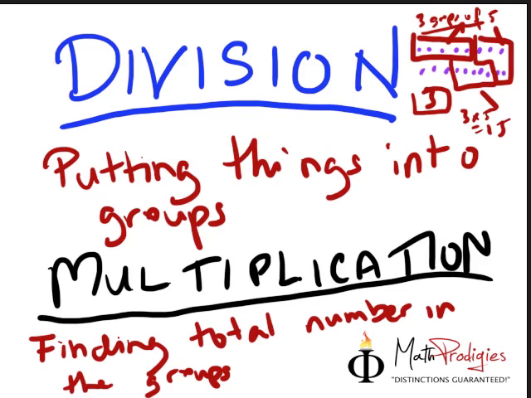So I'll just recap for you. Division basically means putting things into groups. Multiplication basically means finding the total number in the groups. So divide by 5 means I am putting it into groups of 5. Multiplying means I want to find the total number in the 5 groups. Okay, so basically that's the concept.